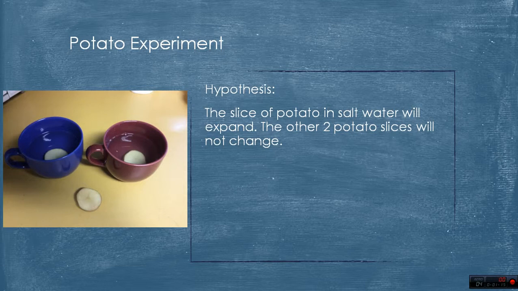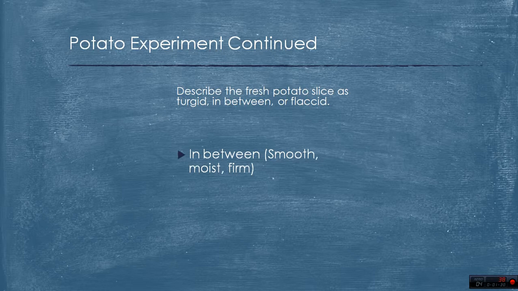For the potato part of the experiment, we took 2 slices of potatoes and put one into a solution of just water and the other into a solution of salt water. And then we placed a third one out just by itself.